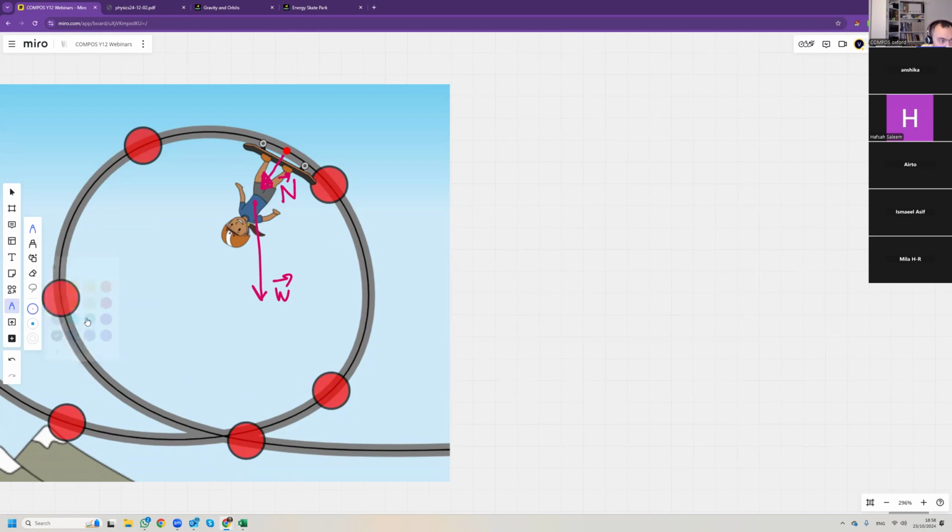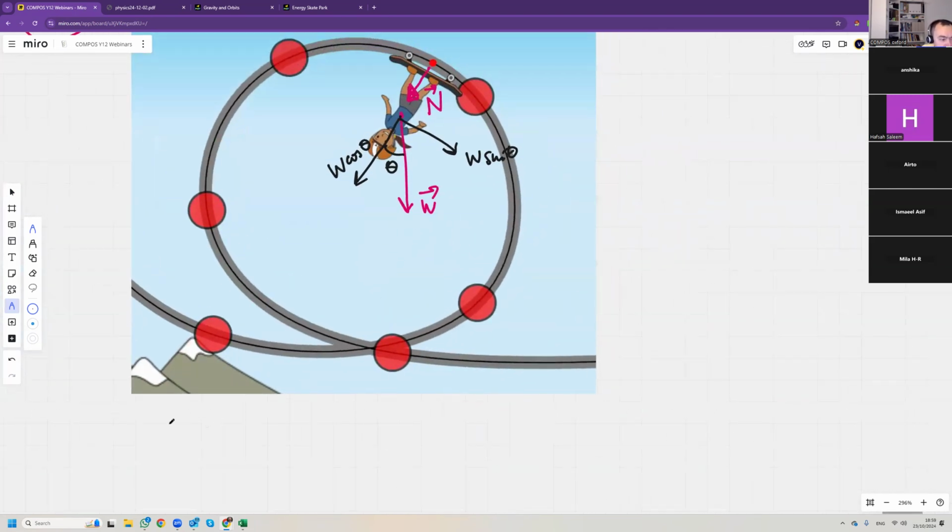So here, if we split the weight into two components, let's call this theta. This is W cos theta, this is W sine theta. So the centripetal force is the normal force plus W cos theta. So it's the component of the weight towards the center. And what do you think this component does? What do you think that W sine theta does to you?